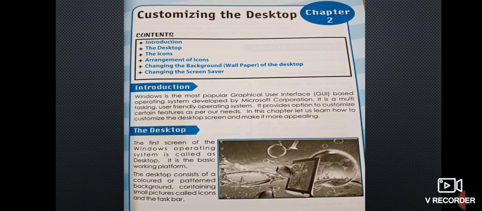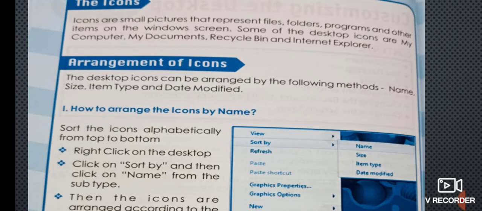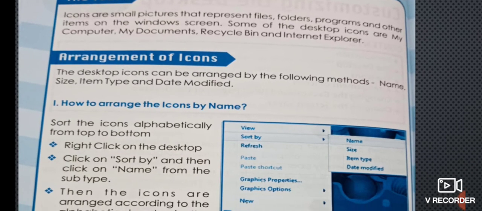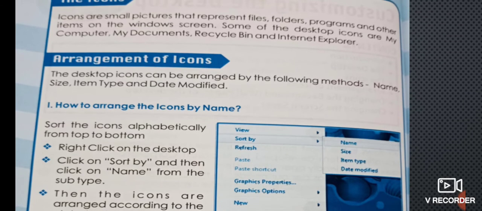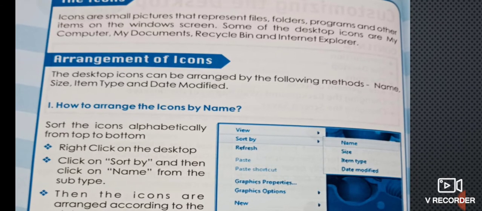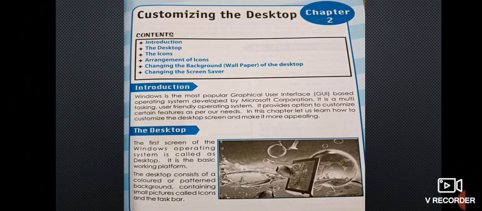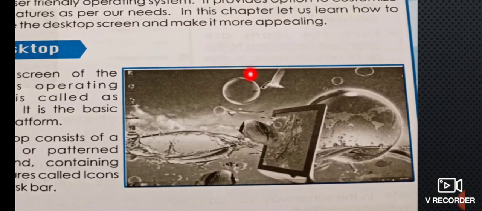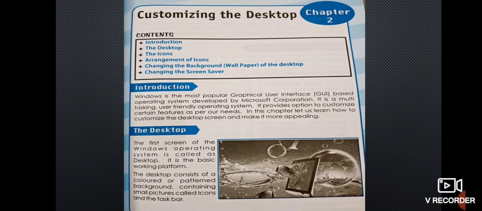Let us see what an icon is. You might have seen small icons. An icon means a small picture which represents a file, folder, program and other items on the Windows screen. You can see in this picture, these are called icons. Files and folders can be represented by symbols, small pictures called icons.